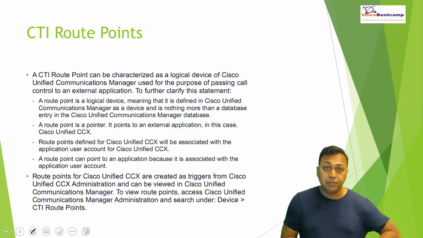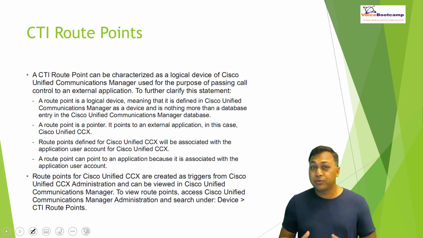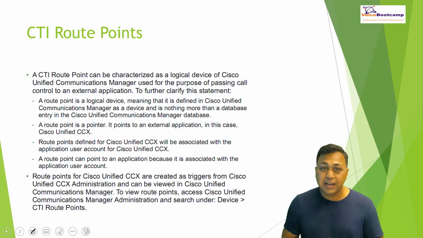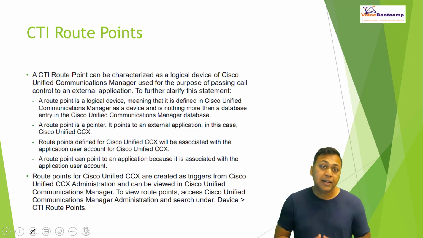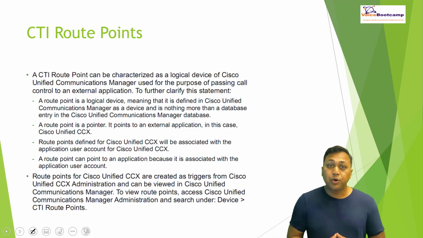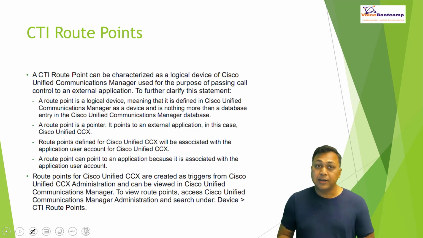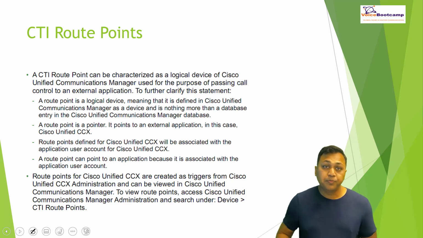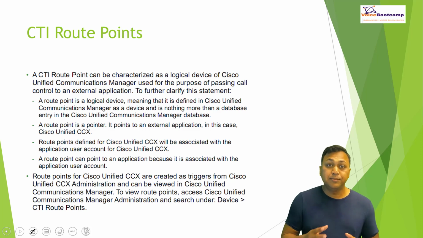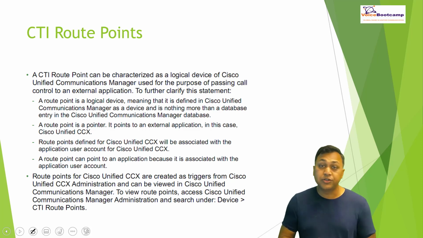It is actually for inbound, and it can handle anywhere between up to, I believe, 10,000 calls simultaneously, each number. CTI route point can be characterized as a logical device which has no physical attribute. It is registered by an external application such as UCCX, E911, and many other applications. A route point is a logical device, but it will have very similar characteristics to a physical phone, except there will not be any MAC address. A route point is a pointer to an external application.